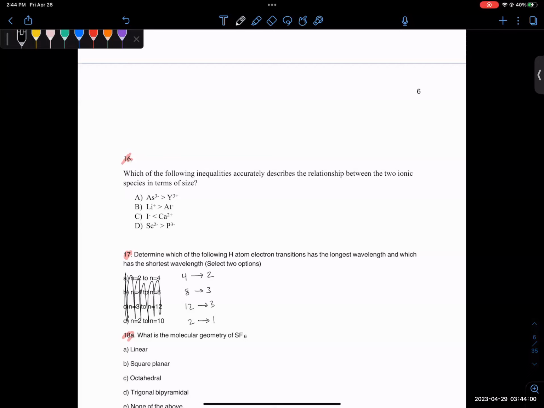All right. Which of the following inequalities accurately describe the relationship between 2 ionic species in terms of size?